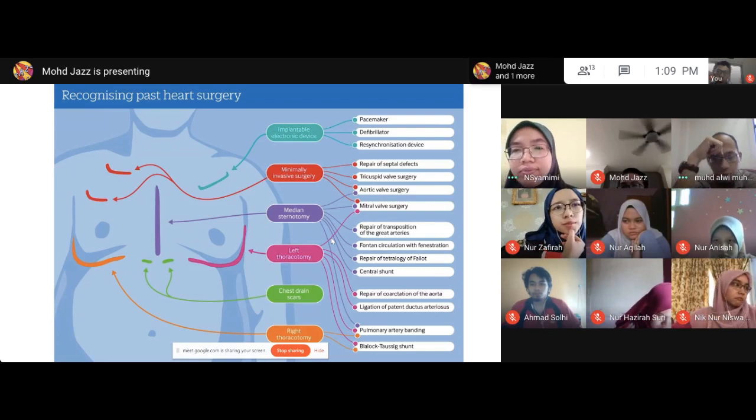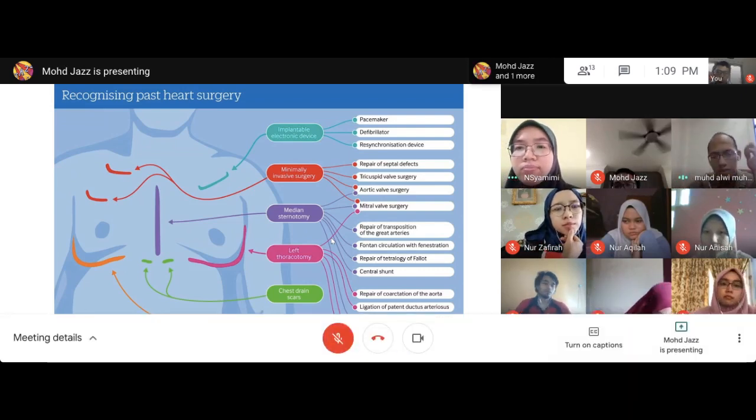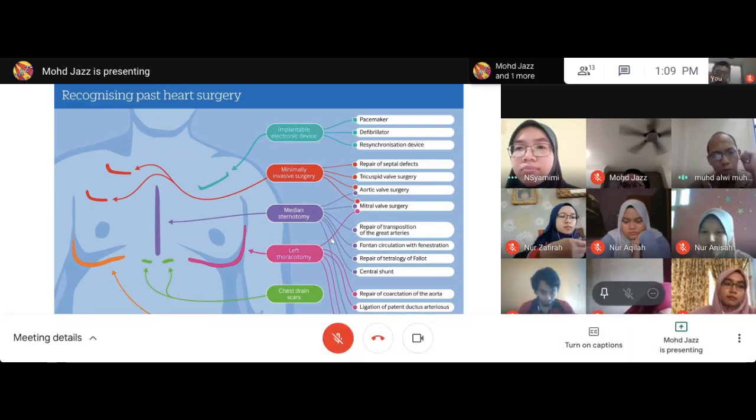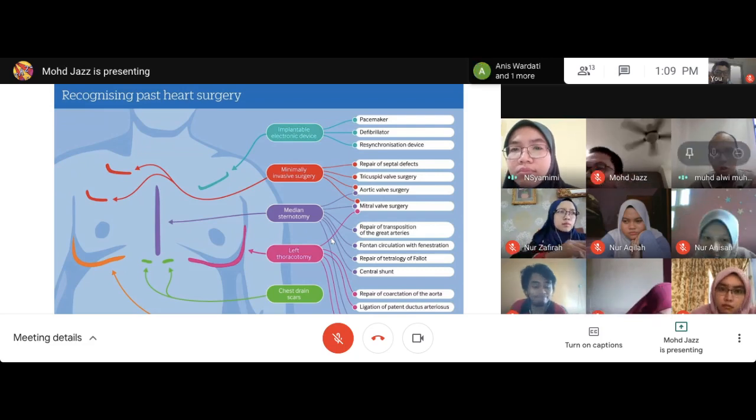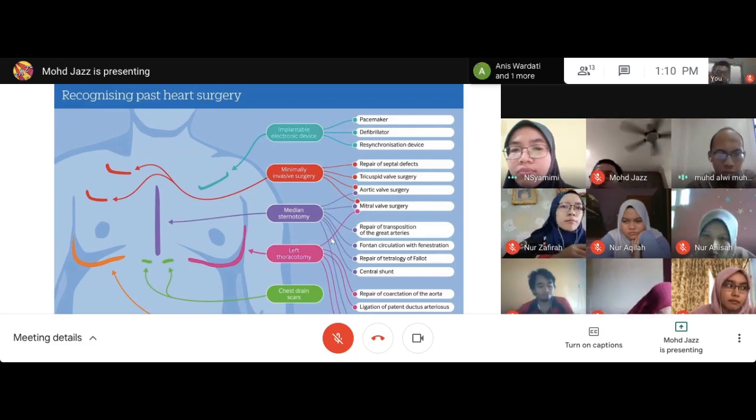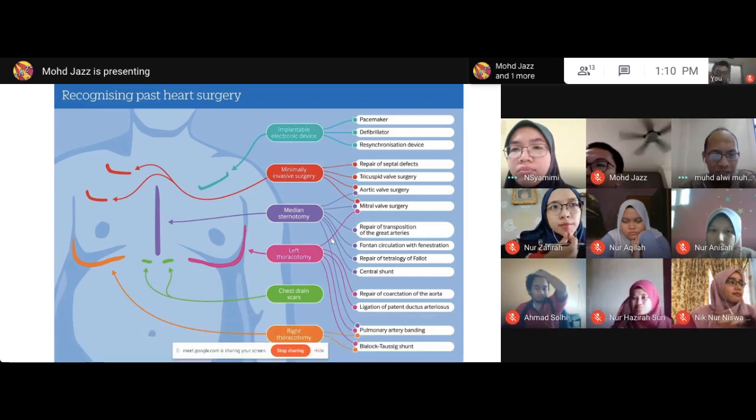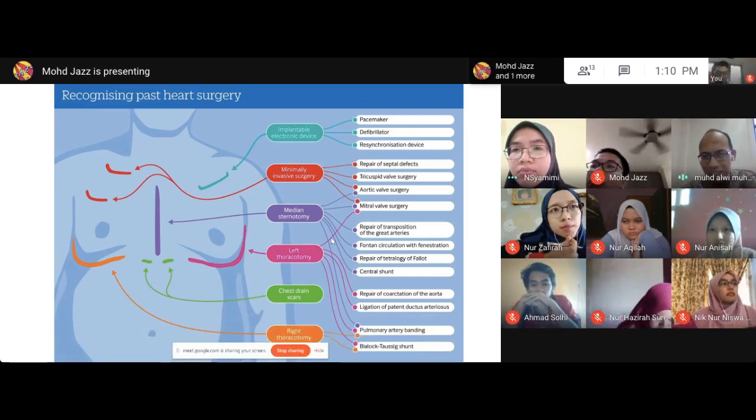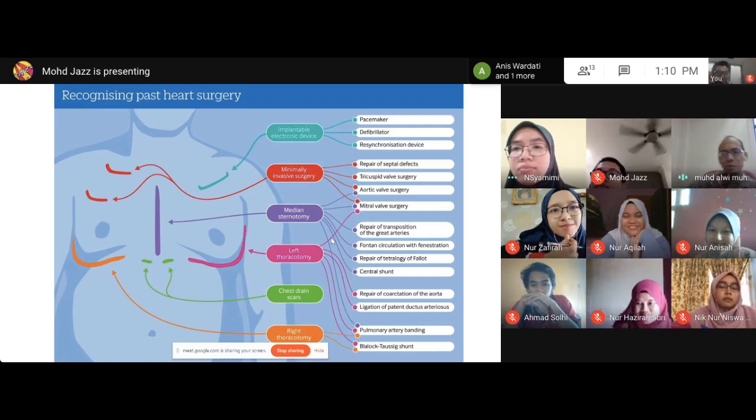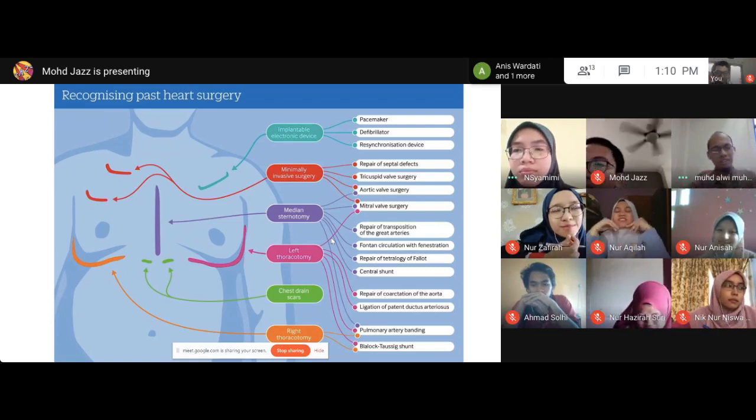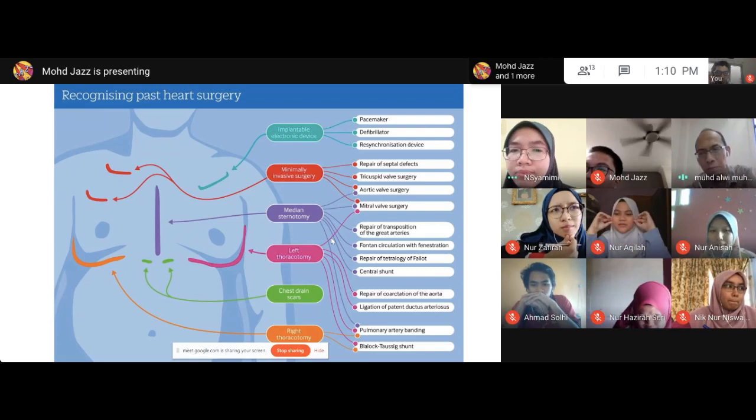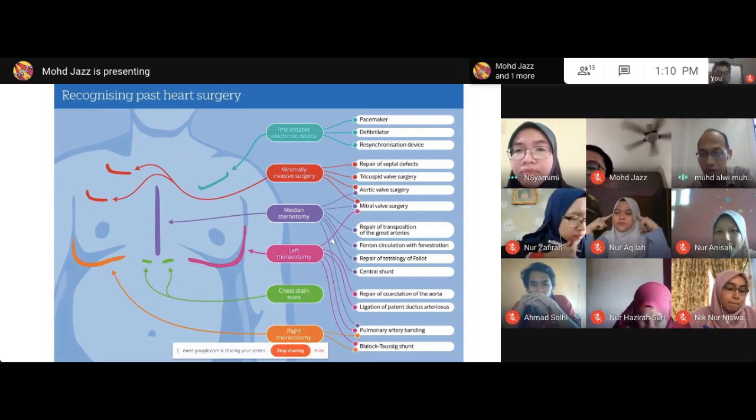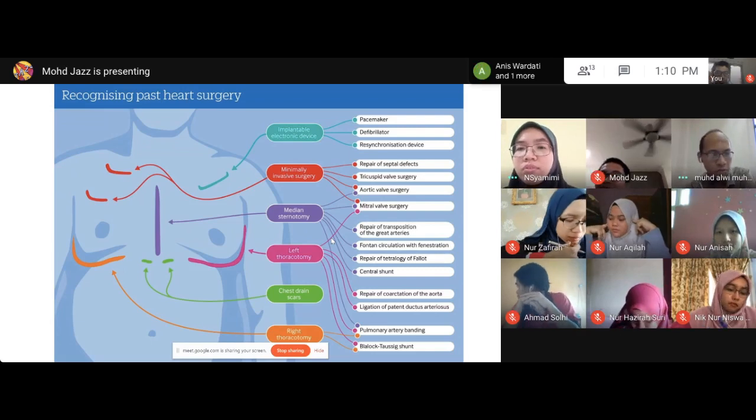Okay, that's quite thorough. Except for a few things, I think what you've mentioned here is quite updated. Updated is not the things that we do in Malaysia, because we are still outdated. So things like, for example, you've mentioned PA banding is no longer done. Essentially, PA banding is one of the most common procedures that we do in the Malaysian setting.